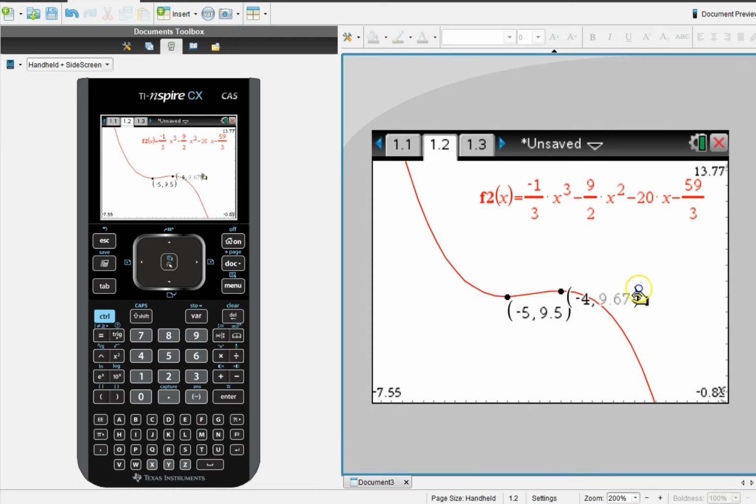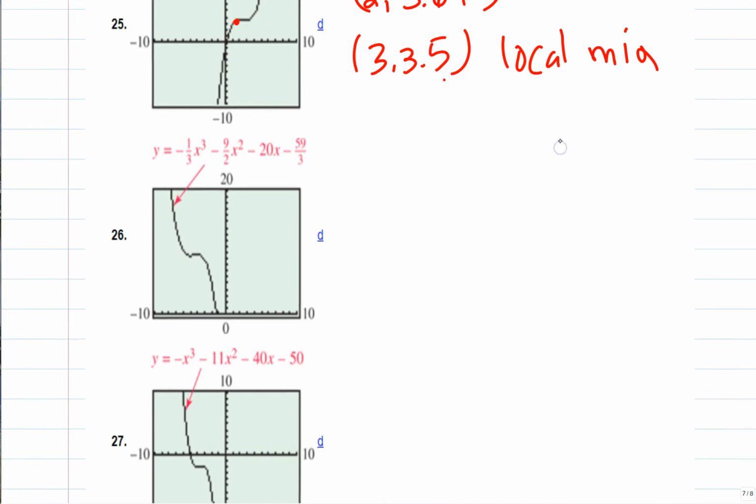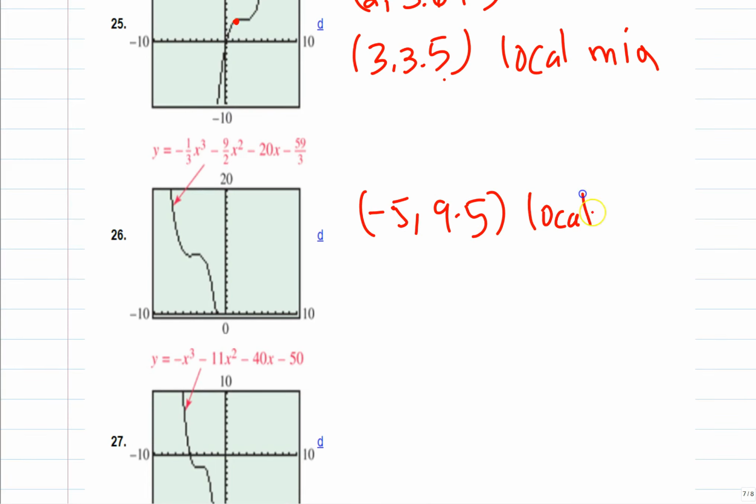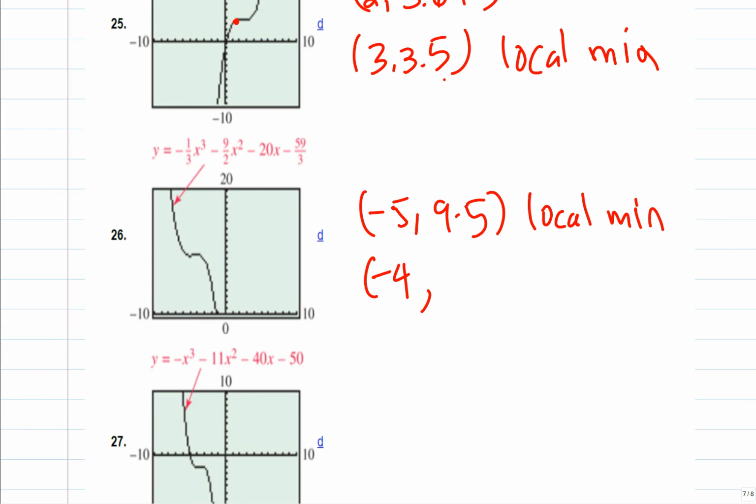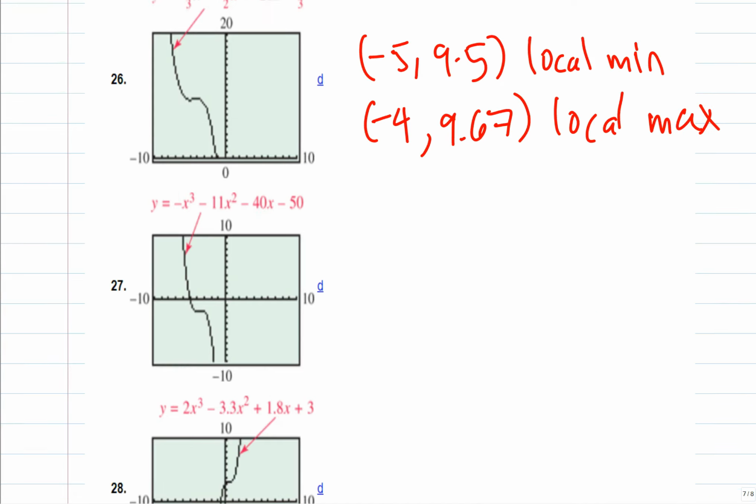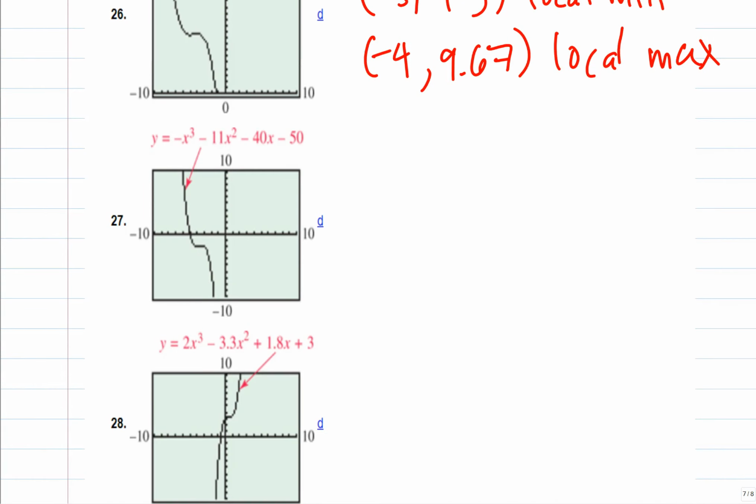So negative 5 and negative 4. Negative 5, 9.5 was a local min. Negative 4, comma, 9.67 was a local max. Local lowest point, local highest point. I got a lot of these, so I'm going to keep going. Feel free to pause if you need to.